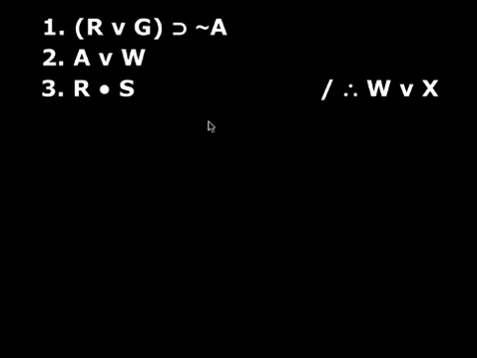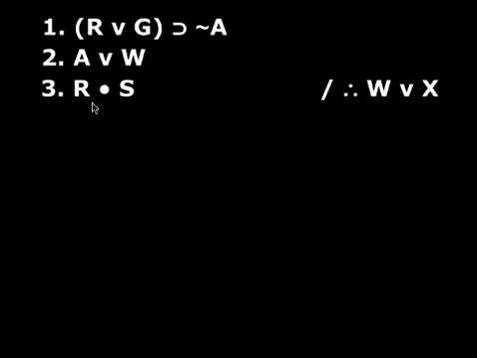How can I get W? Well, W shows up here. If I could get not A, I could get W by disjunctive syllogism. How can I get not A? Not A shows up there. If I could get R or G, I could get not A by modus ponens. How can I get R or G? Well, I can get R right here, and then I can get R or G by DI. So there I was kind of mentally working backwards.